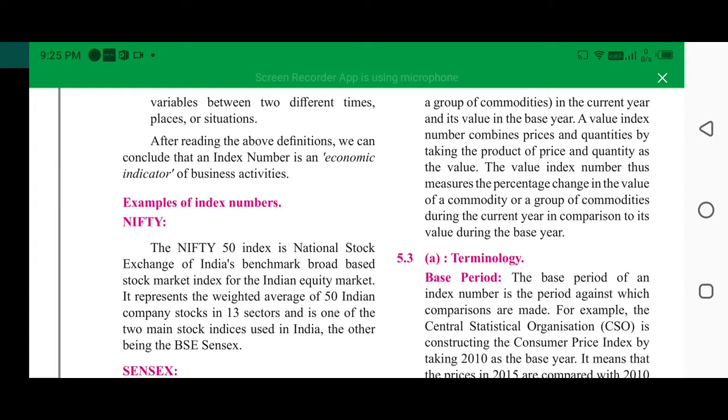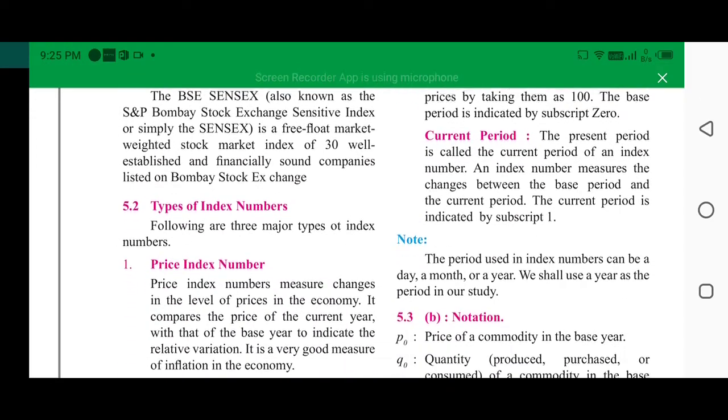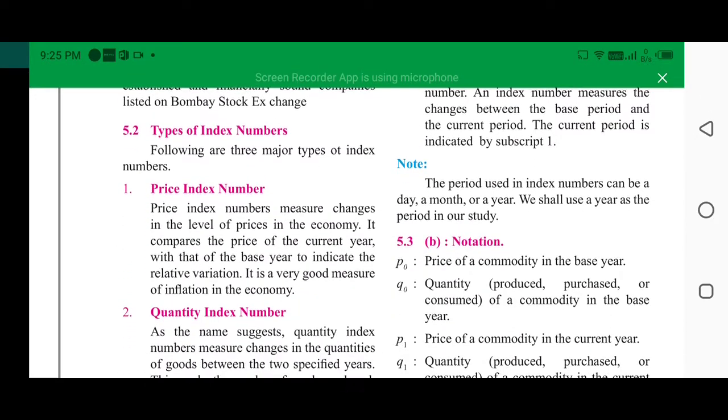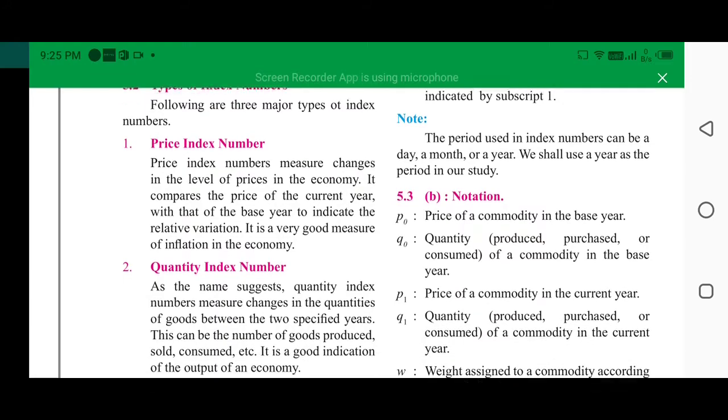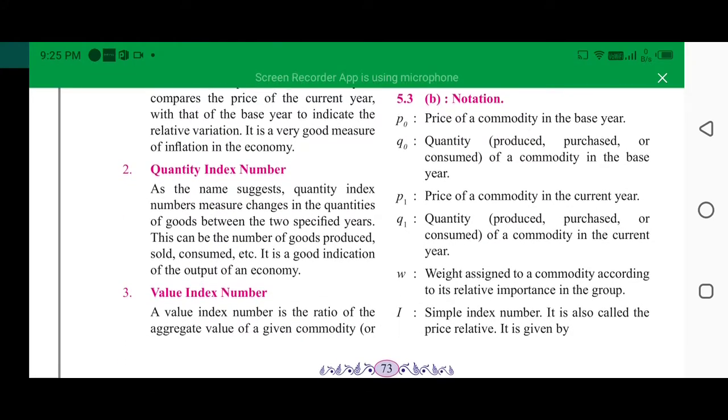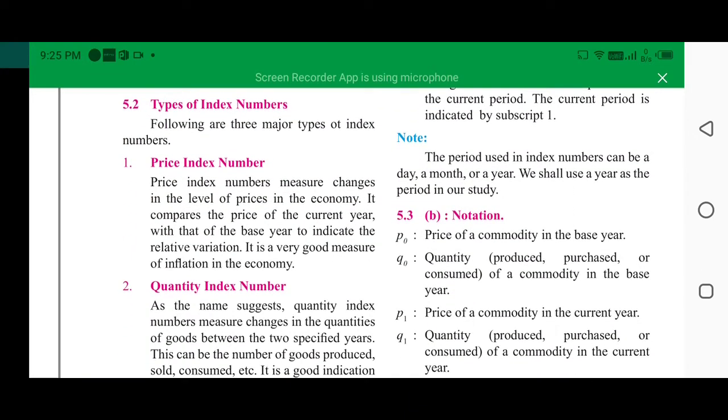Now after this we will see the types of index number, that is the price based index number, quantity based index number, and the value index number. First, the price index number measures the changes in the level of prices in the economy. It compares the price of the current year with that of the base year to indicate the relative variation. It is very good for measuring inflation in the economy.